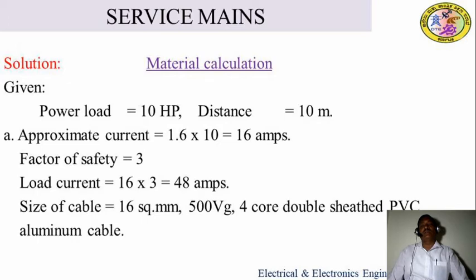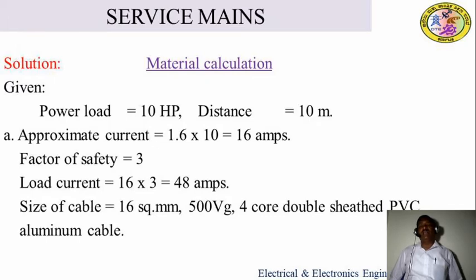So when in the problem the voltage, efficiency and power factor are not mentioned or not given, you can directly multiply 1.6 into the given power rating of the load. So directly you get the approximate current of the given load, or the current consumed by the load. This method also can calculate the load current.